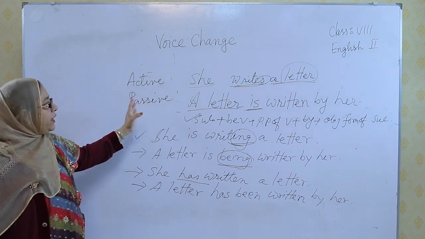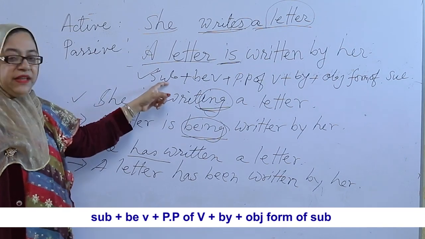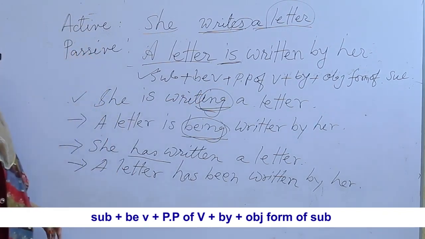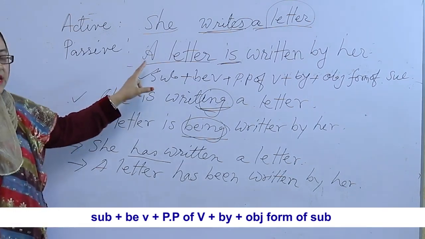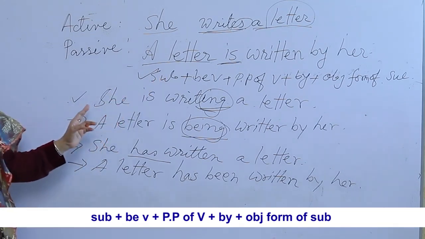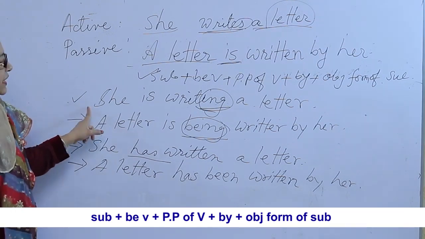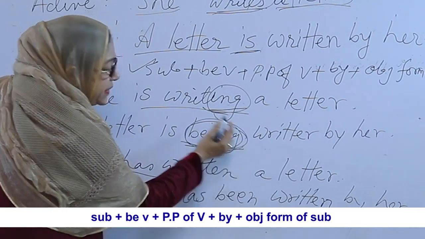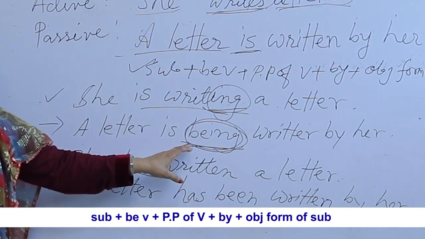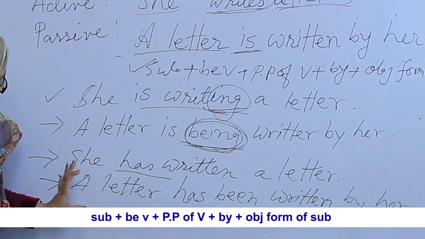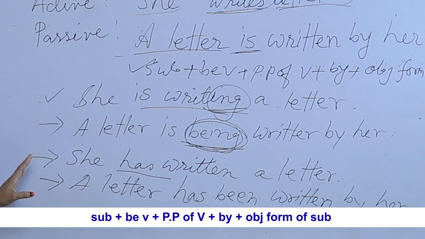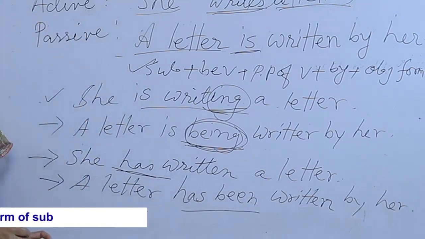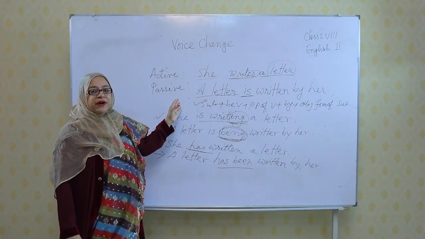So look at the board, students. This is the simple sentence. I turn it into passive by using this structure: subject plus be verb plus past participle form of verb plus by plus objective form of subject. The answer will be a letter is written by her. Then I use a continuous form of tense: she is writing a letter. When it is a continuous form, I use being, B-E-I-N-G. A letter is being written by her. And for a perfect form, when I turn it into passive, I use a letter has been written by her.